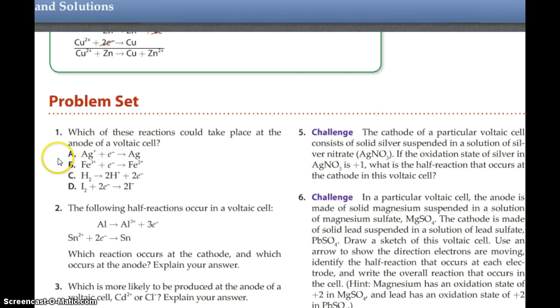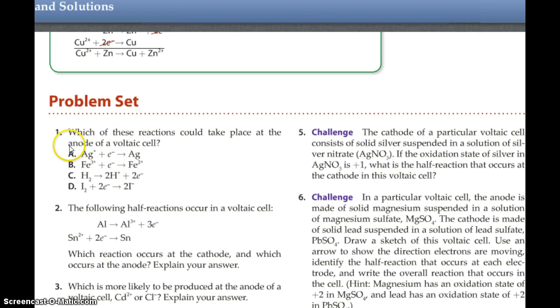Which of these reactions could take place at the anode of a voltaic cell? Okay, so let's look at what's the difference. The first one, we're adding an electron, yields something else. Adding electrons yields something else. This one, something yields something with electrons. This one, something with electrons, yields something else. Can you find the pattern? Can you figure the answer out just from the pattern?